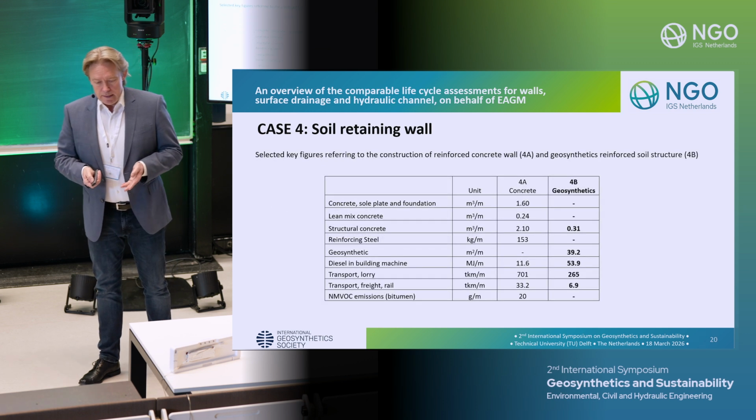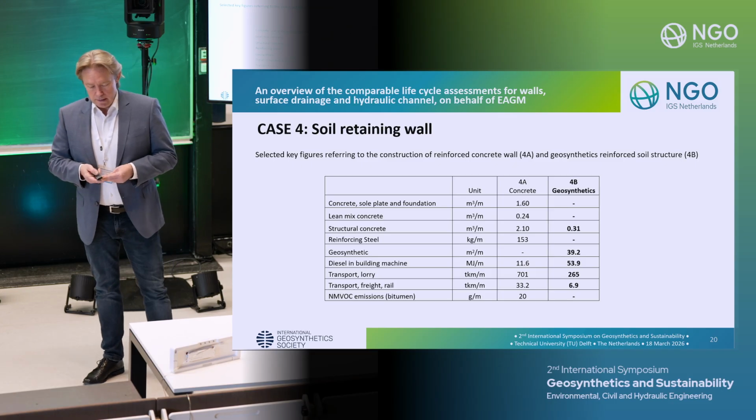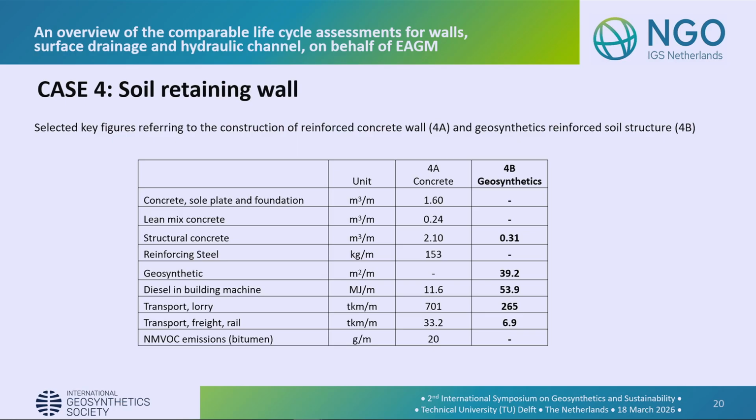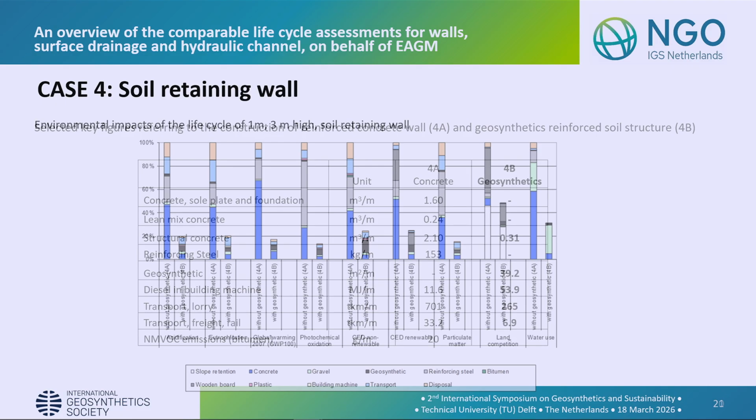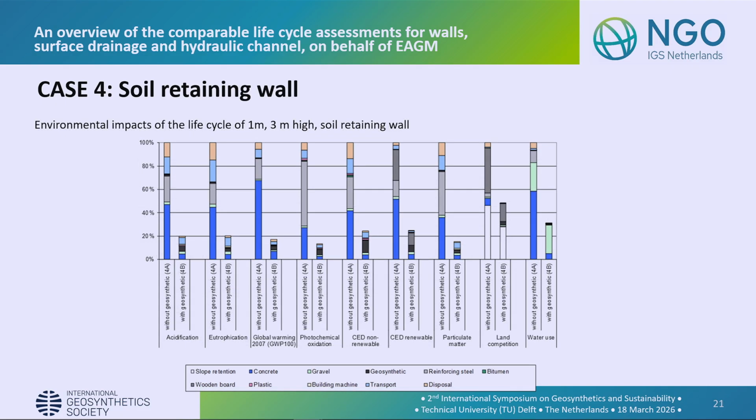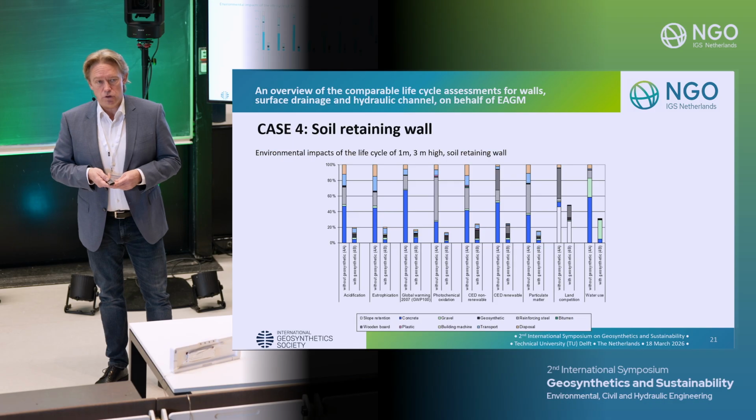Again, here you can see the key figures for the calculations, what kind of material, how much material you use. For the concrete, we always had in mind a wall height of 3 meters and 1 meter length to compare this. And here you can see also the outcome. Again, the left column is always the classic construction, and the second column is in comparison to that the geosynthetic solution.